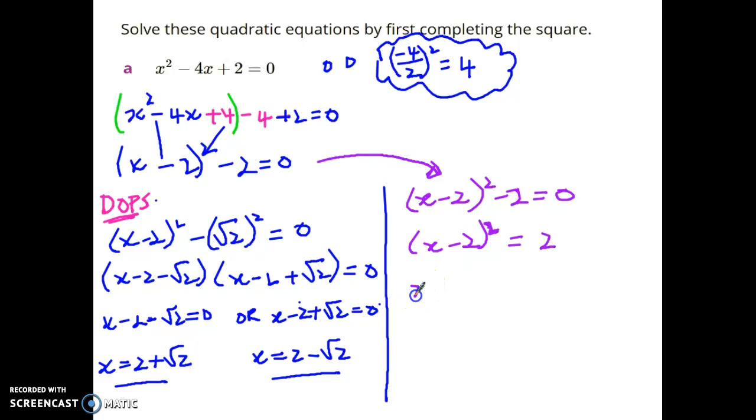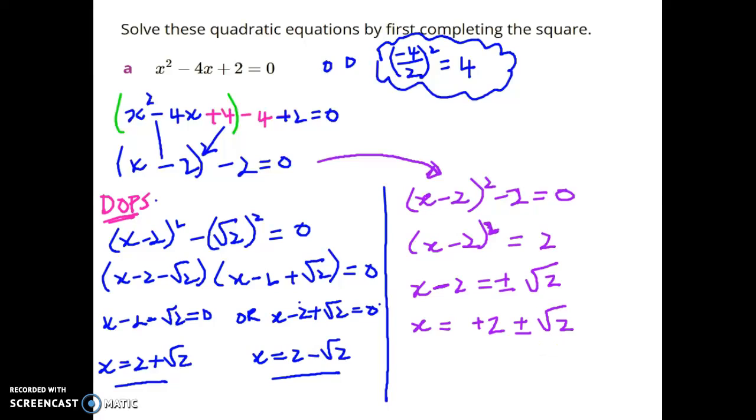I now need to get rid of my squared up here. Opposite of square is square root, so I square root both sides. But you've got to remember that the square root of 2 could be positive root 2 or it could be minus root 2. You need to consider both the positive and the negative root. Then I've just got to get rid of this minus 2, and I would do that by adding it. So I would have 2 plus or minus root 2.